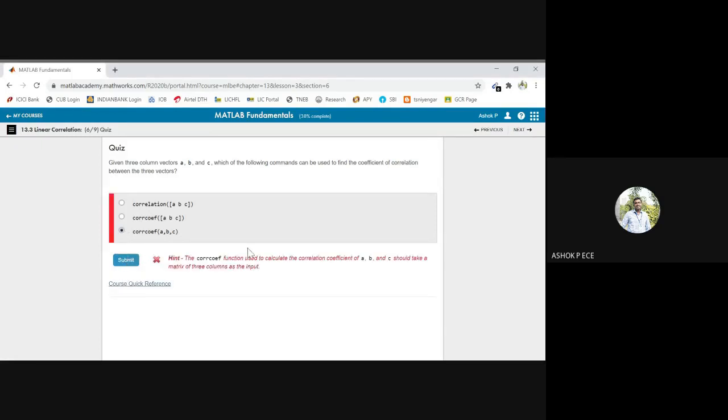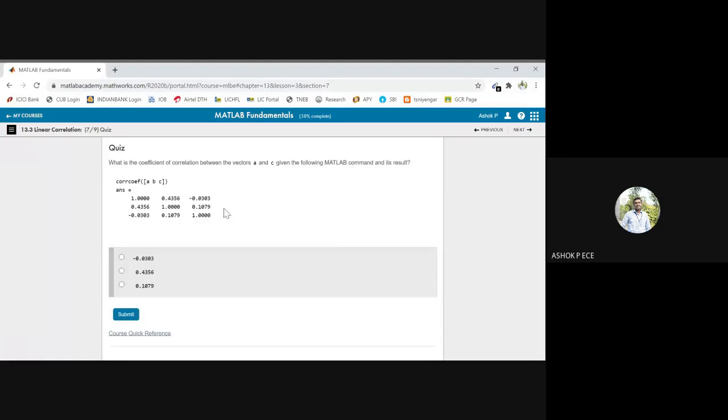No. Column vectors. If you just give A, B, C, it is variable, right? So what is the answer? The function name is correct, but the argument is wrong. You have to give the matrices, right? So you have to use square brackets. To handle normal variables, you can use A, comma, B, comma, C. But since you are going to use vectors as input to your correlation, you have to use the correlation coefficient function with square brackets, A, comma, B, comma, C. I hope that is clear to everyone. So B is the correct answer. Yes, those who said B, good.